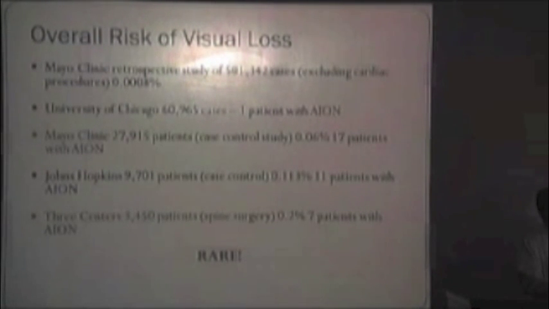So how common is it? Extremely rare. Mayo Clinic looked at 500,000 cases of spinal surgeries, orthopedic trauma surgeries, and found that this was 8 in 10,000. University of Chicago, of the 60,000 cases, they found 1. Mayo Clinic, 28,000 odd patients, 17 patients had ischemic optic neuropathy. So all major centers report a minuscule number of ischemic optic neuropathy. However, in the appropriate setting, one should be aware of this. And we have got called on a few patients in the ICU post-cardiac surgery that have had this.